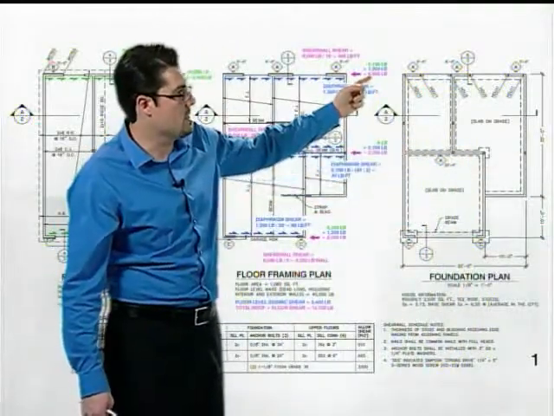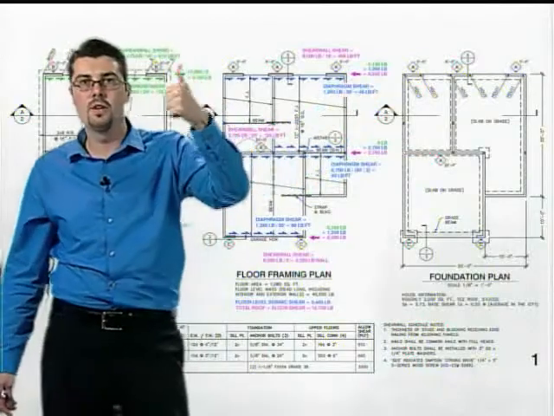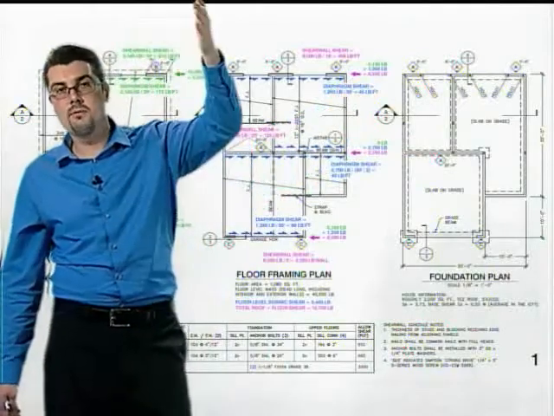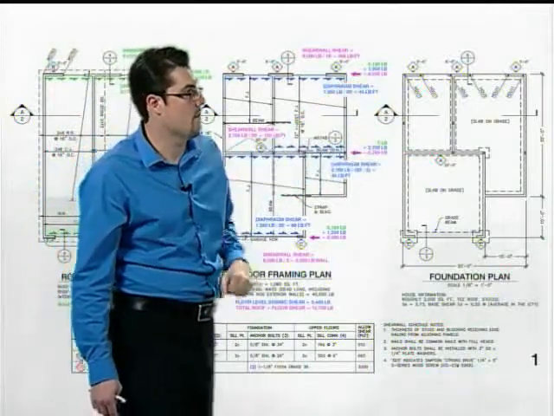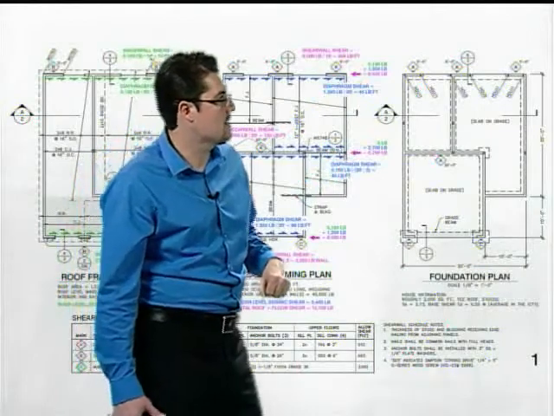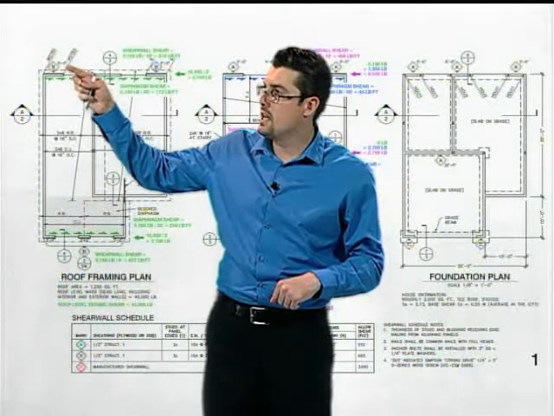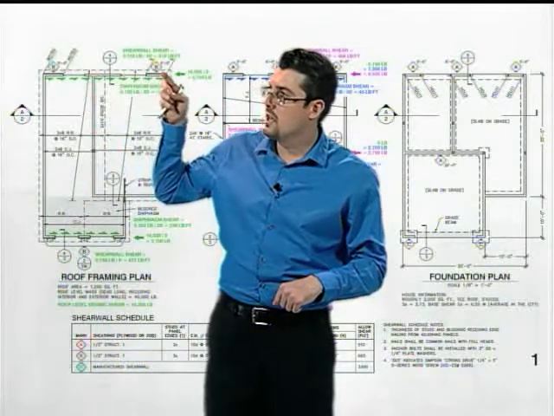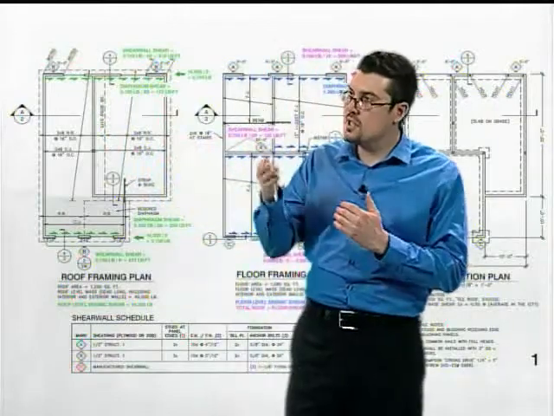The foundation will just be designed for those purple forces, right? That purple force includes the roof, the second floor walls, and the first floor walls, all included in this purple force. Okay, last thing I want to mention on this plan is you can see the little diamonds here indicate what the shear walls are to resist those forces.